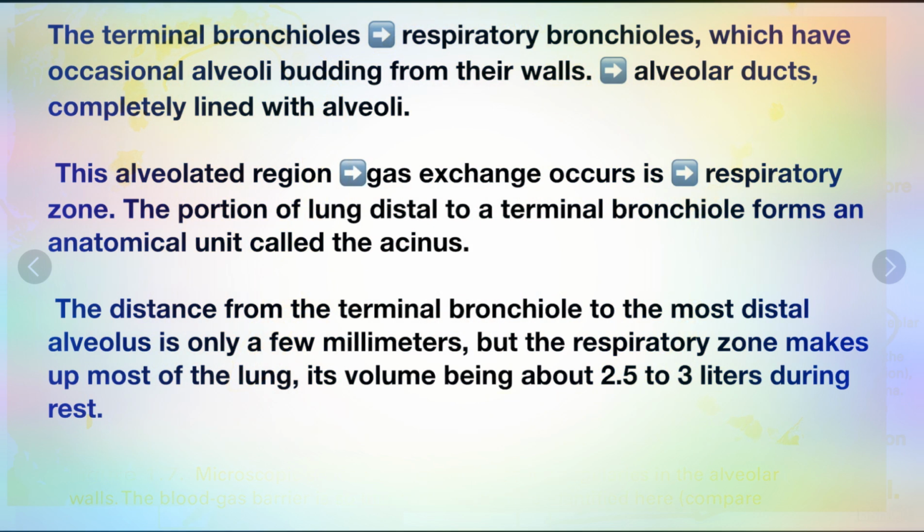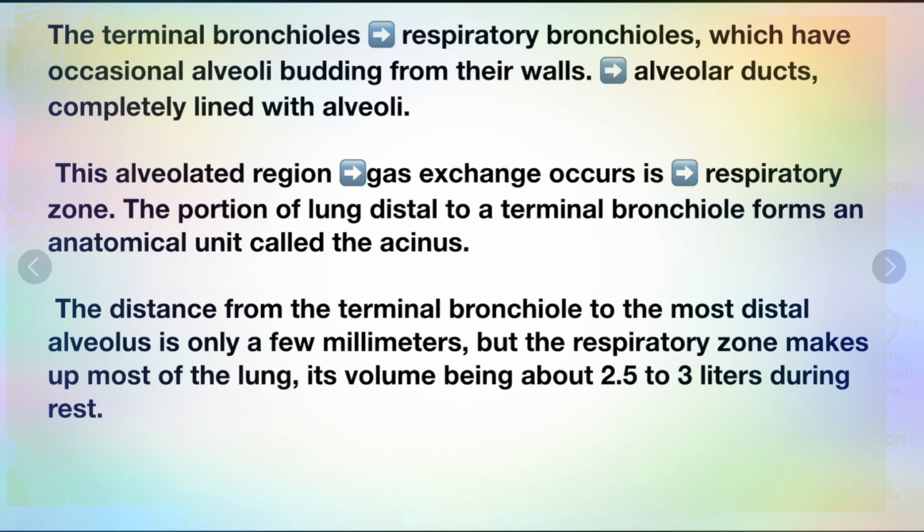The terminal bronchiole will open into the respiratory bronchioles, which have occasional alveoli budding from their walls. They will open into the alveolar ducts, which are completely lined with alveoli. So the respiratory bronchiole will open into the alveolar duct and finally they make alveoli. These alveolated regions do gas exchange and this is known as the respiratory zone.